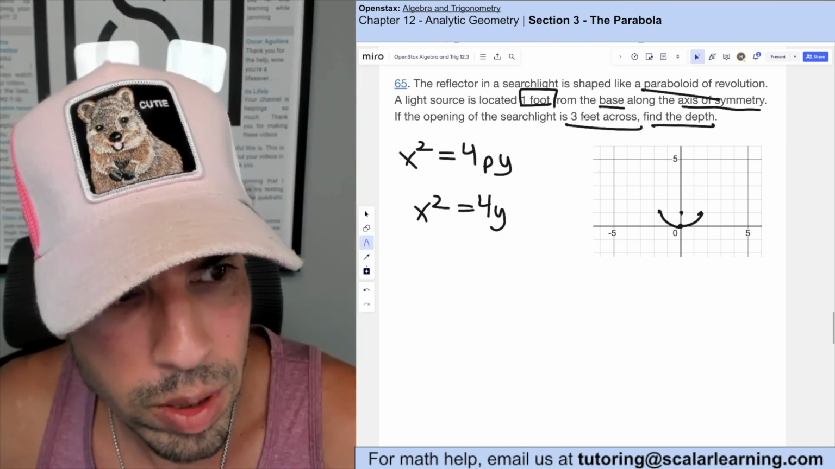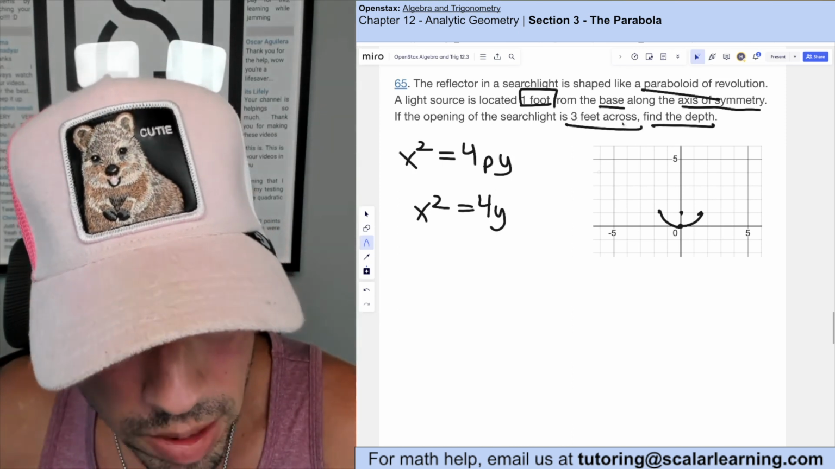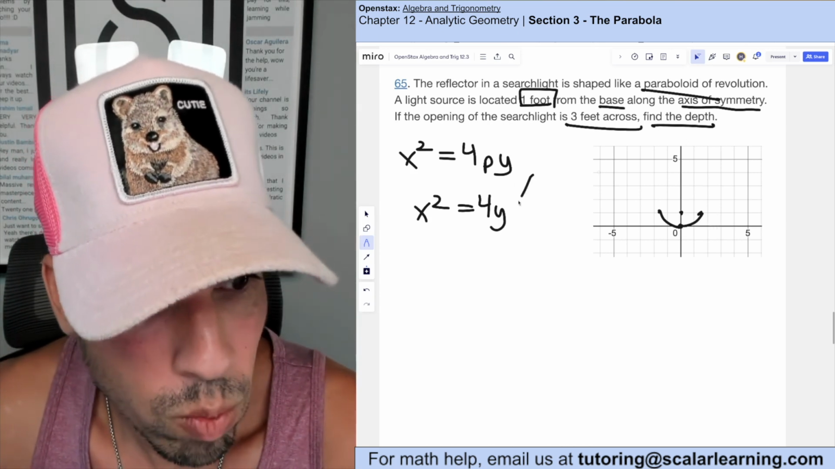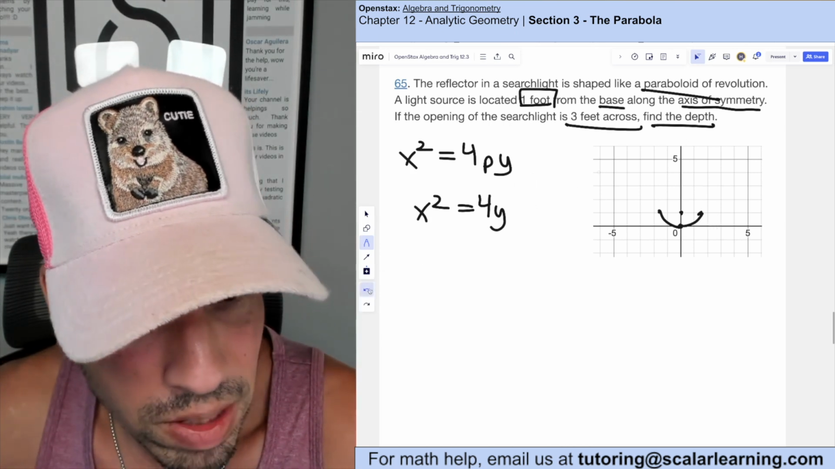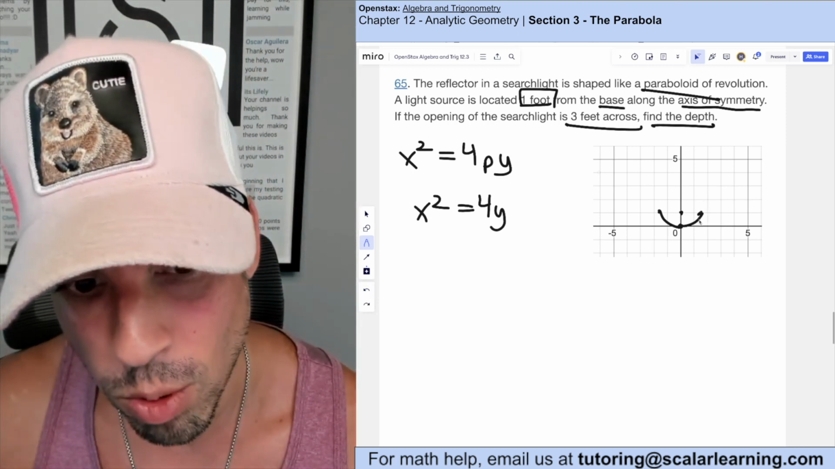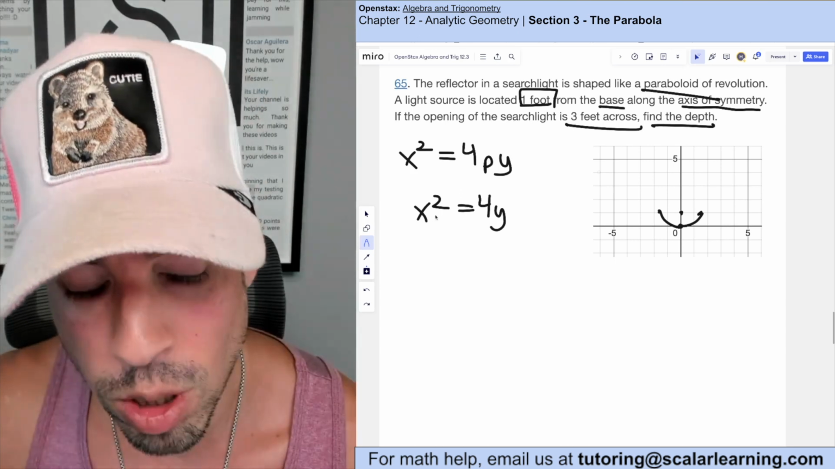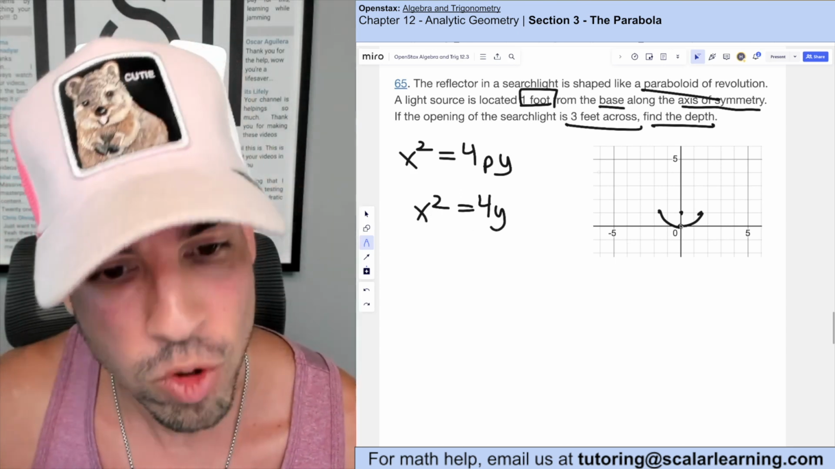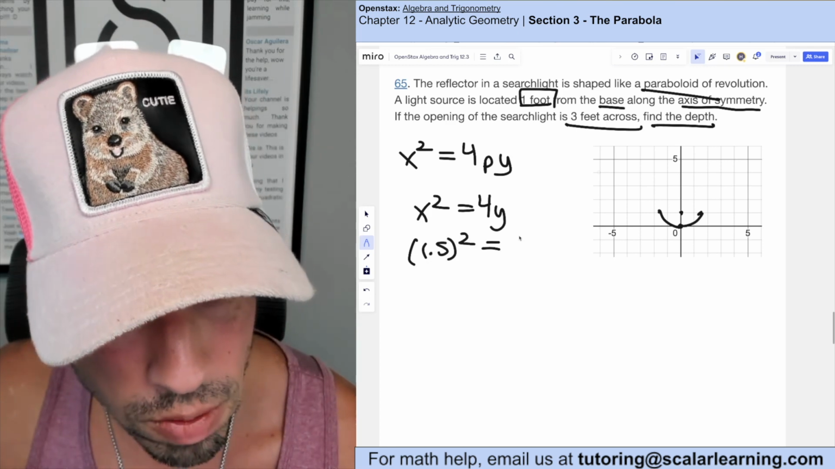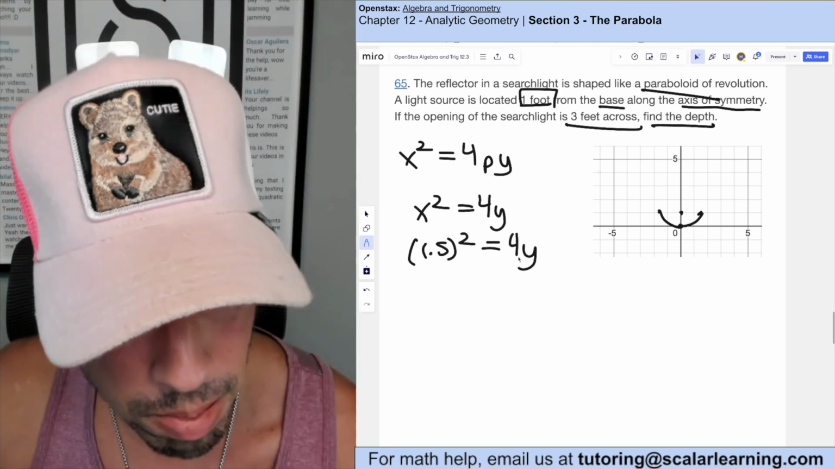Okay, then it's saying the opening is 3 feet across. So what we're trying to do is find the y value at that point. And 3 feet across, just like we said, it's 1.5 out to the left and to the right. So positive 1.5 or negative 1.5 is what we should be able to plug in for x. So let's do that. Now let's plug in 1.5. And what we're solving for is y, because that gives us the depth, okay?